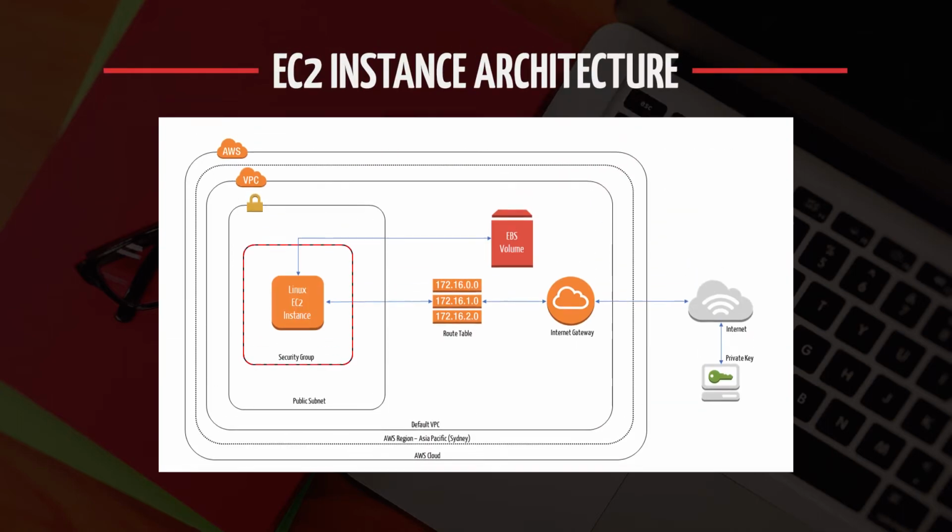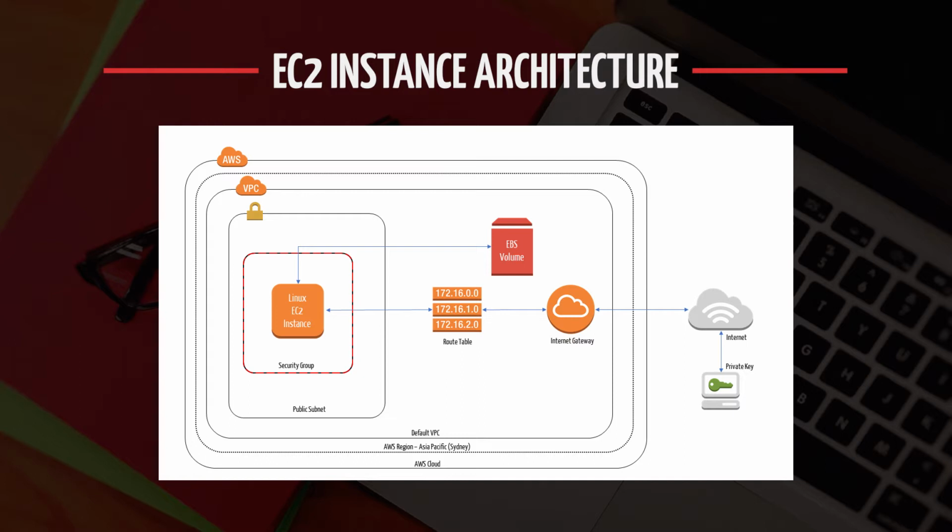Now let's see the basic architecture diagram of our EC2 instance. So the outermost layer is the AWS cloud, inside which we have AWS region. In our demo, I'll be using Asia Pacific, Sydney region. And inside the region, we have our default VPC, which contains a public subnet. And we'll be launching our instance inside the public subnet.